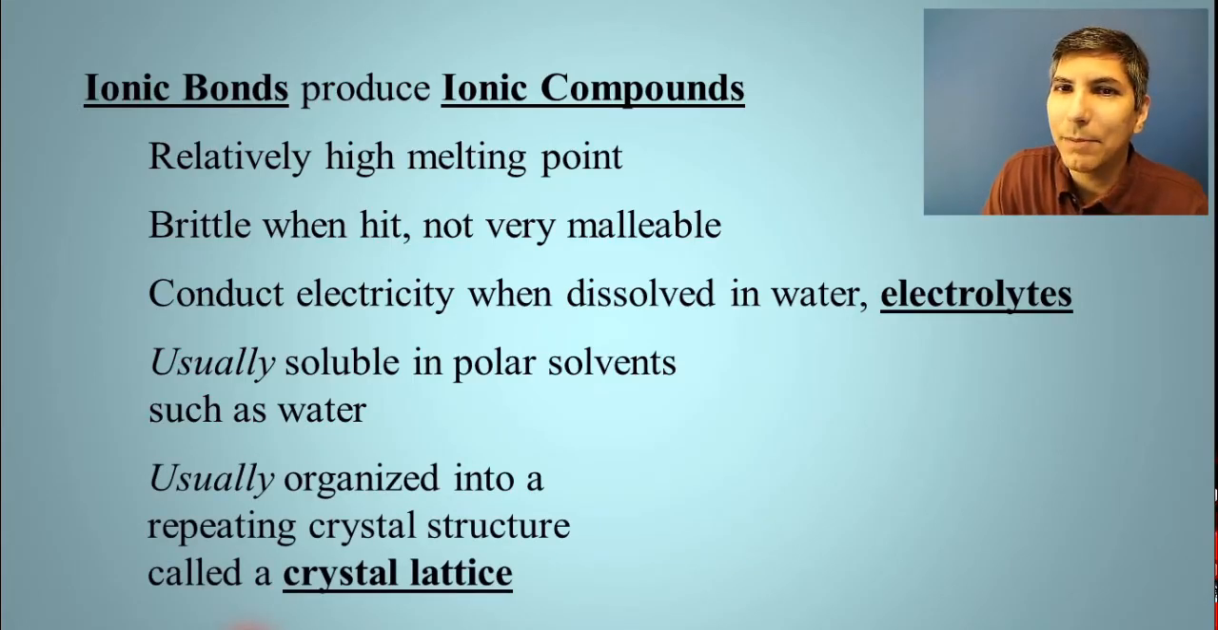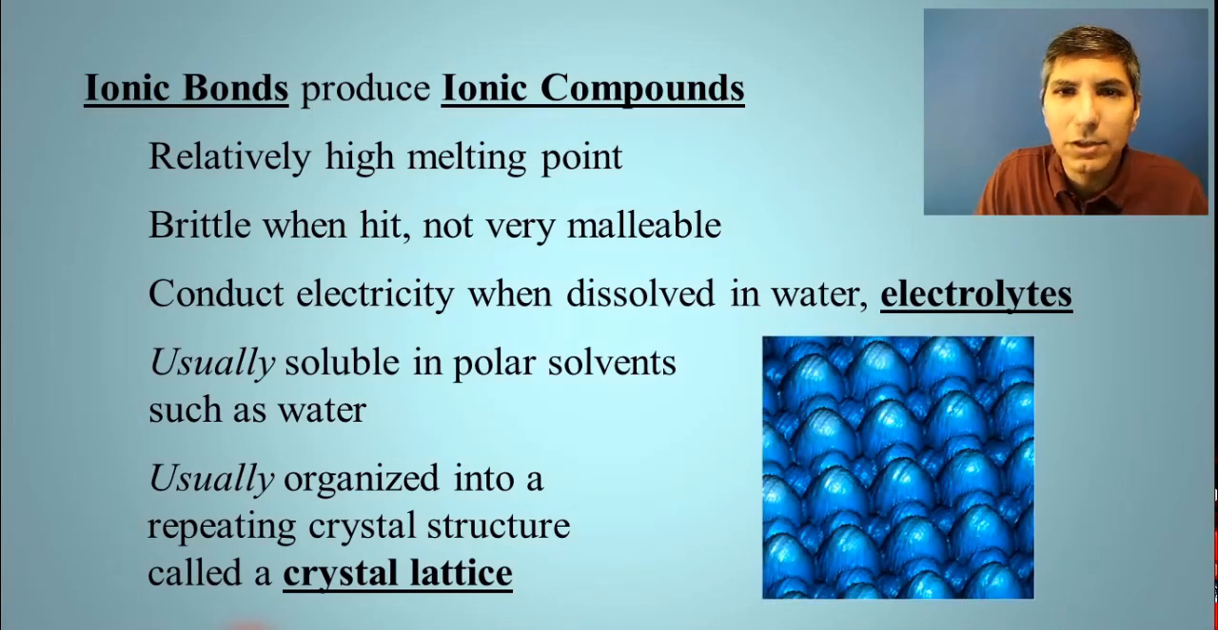Normally, ionic compounds have a very orderly, repeating crystal structure called a crystal lattice. And if we were to actually zoom in on this using a scanning tunneling microscope, it is actually possible to see the individual atoms.